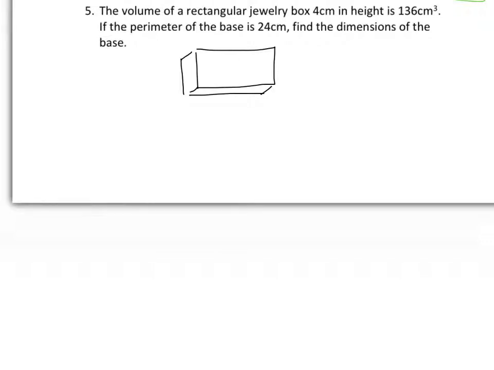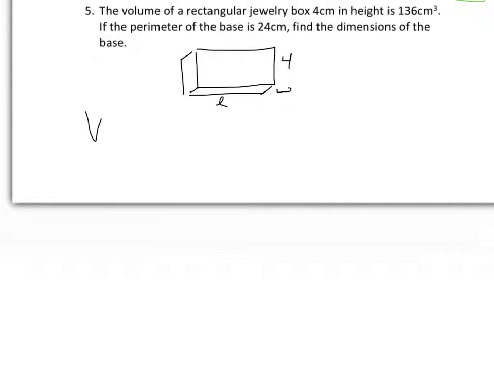Okay, so that's what the jewelry box looks like. We've got this height. Okay, I'm going to pretend that I'm looking from the top. Actually, let's just do it this way. Right, the height is 4. Right, we don't know the width and we don't know the length. All right, but we know the volume.